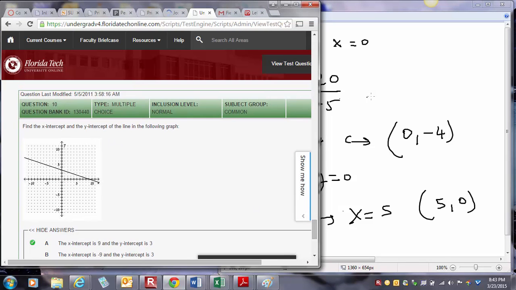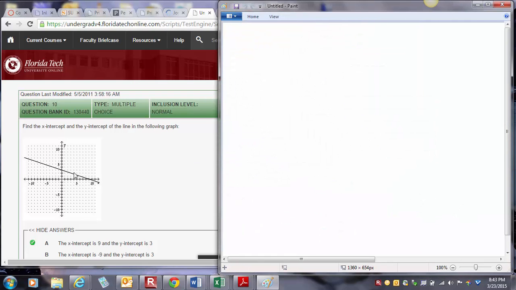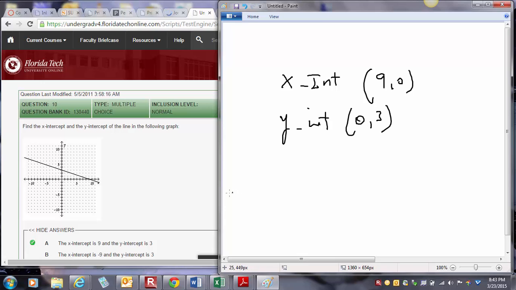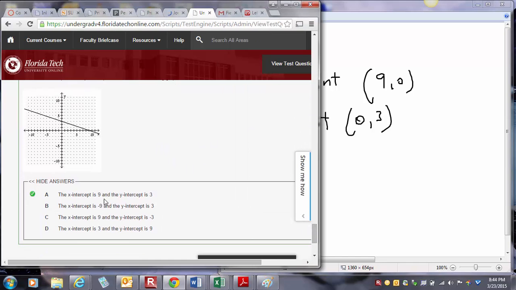Find the x and the y-intercept of the line in the following graph. To find the x-intercept, this is 8. Do you all see it's 8 or 9? 6, 7, 8, 9. That's 9. So the x-intercept, if you want to write it in ordered pair, would be (9, 0). While the y-intercept, this is 1, 2, 3. So the y-intercept would be (0, 3). In this case, we don't have to write it in ordered pair. X-intercept 9, y-intercept 3. That's the correct answer.